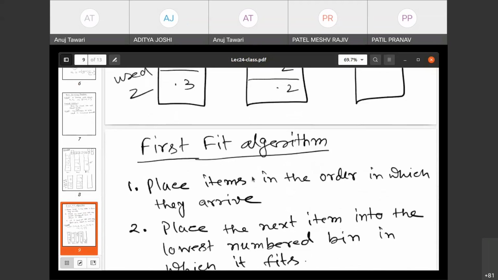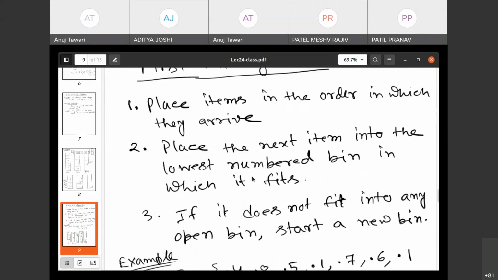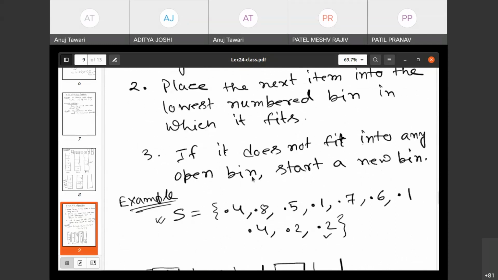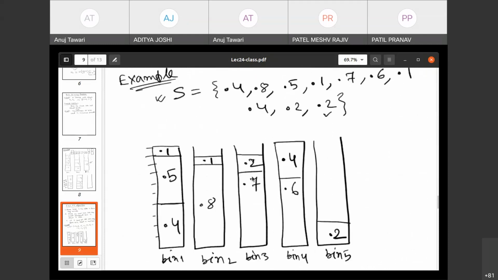So the first among these is the first fit algorithm, which is: place the items in the order in which they arrive and place the next item into the lowest numbered bin in which it fits. So we place the next item into the lowest numbered bin, and if it does not fit into any open bin, then we start a new bin. It's a straightforward approach, I don't need to sort or do anything here. Just take these items in the order in which they are appearing.